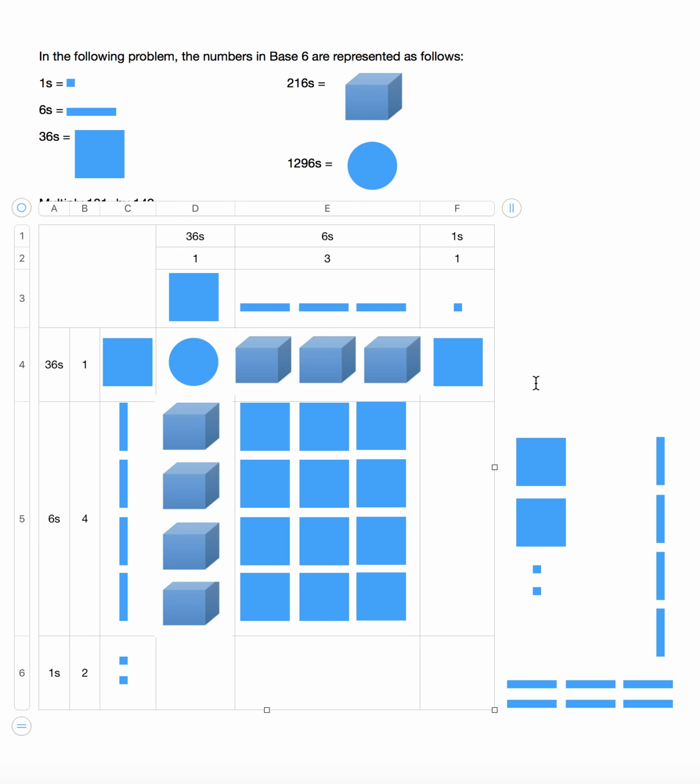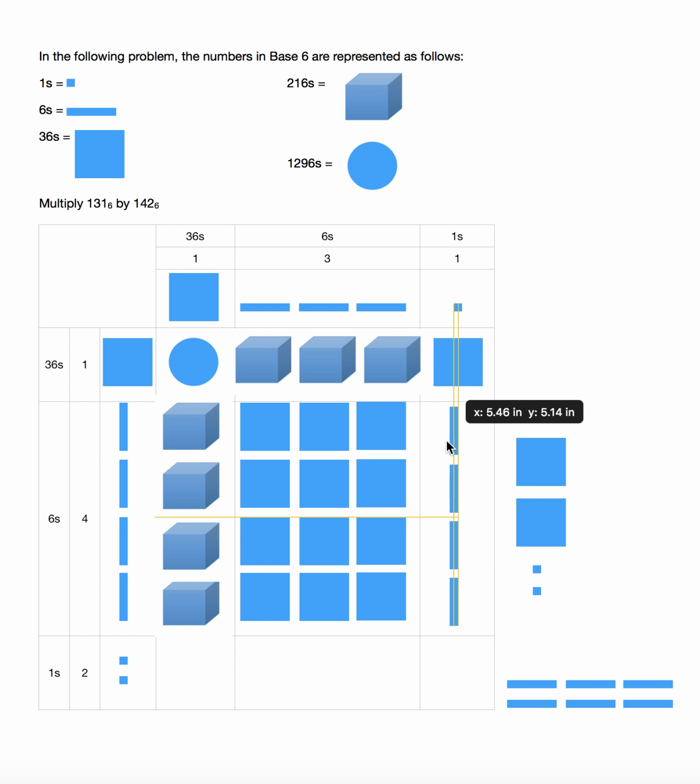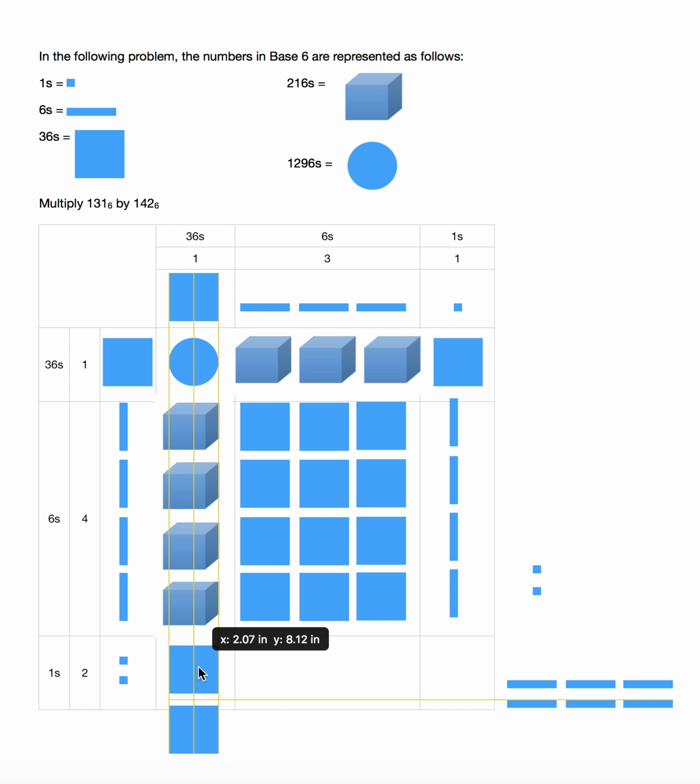Okay, if we come back over here to this next section, we've got 4 6s times 1 1. So that's 4 rods times 1 unit square, which is going to give us 4 rods. Coming down to the bottom row, we've got 2 unit squares times 1 36, which is a flat. So that is going to give us 2 flats.